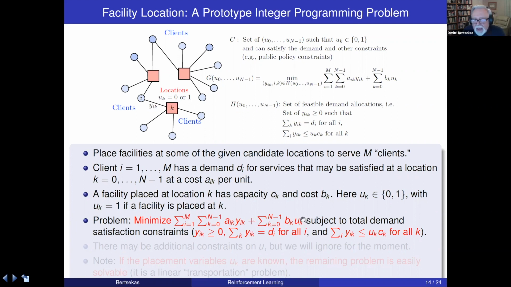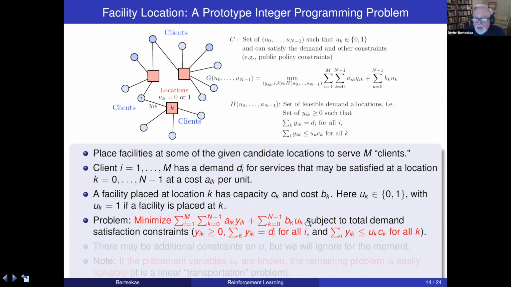There is also a linear cost that penalizes the placement of facilities. If you build a facility at location K, you have to pay a cost BK. And if you don't build a facility, UK is equal to 0, so you don't have to pay that cost. So this is a linear cost function in the variables Y and in the variables U, except that the U's are not infinitely divisible, and they can take only the value 0 or 1.